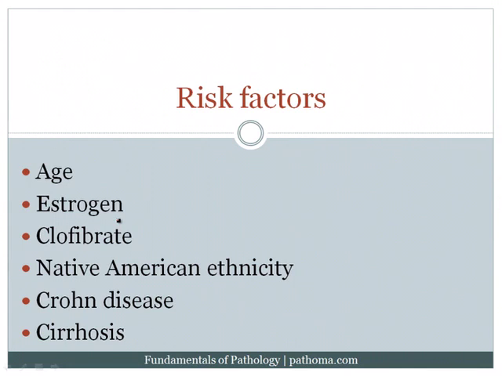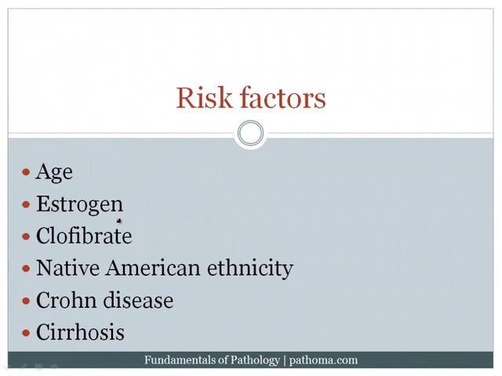For example, Native American ethnicity increases the risk. Crohn's disease increases the risk, and you're well aware of the fact that the most common location for Crohn's disease is the terminal ileum. So when you damage the ileum, that decreases the reuptake of bile salts and bile acids. And of course, if you don't have good reuptake of bile salts and bile acids, those bile salts and acids are necessary for allowing cholesterol to solubilize within the bile. And so therefore, if you have less solubilization, you're going to have an increased risk for precipitation of cholesterol.